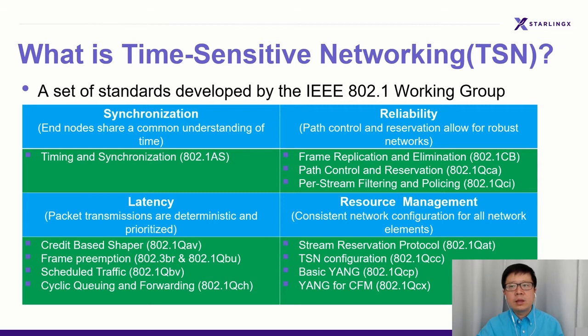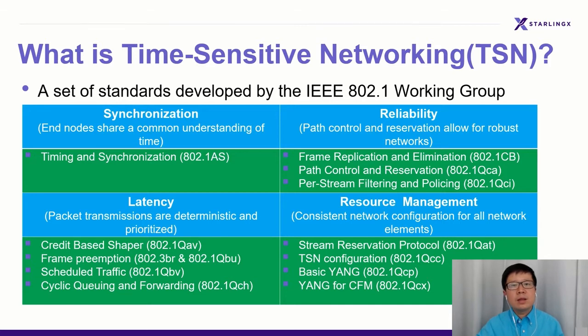For time-sensitive traffic, TSN can guarantee determinism with bounded low latency, low jitter, and extremely low packet loss. Furthermore, TSN can allow non-time-sensitive traffic to be carried through the same network. That means critical and non-critical traffic can coexist in the same network, and TSN still can guarantee the timely delivery of critical traffic.